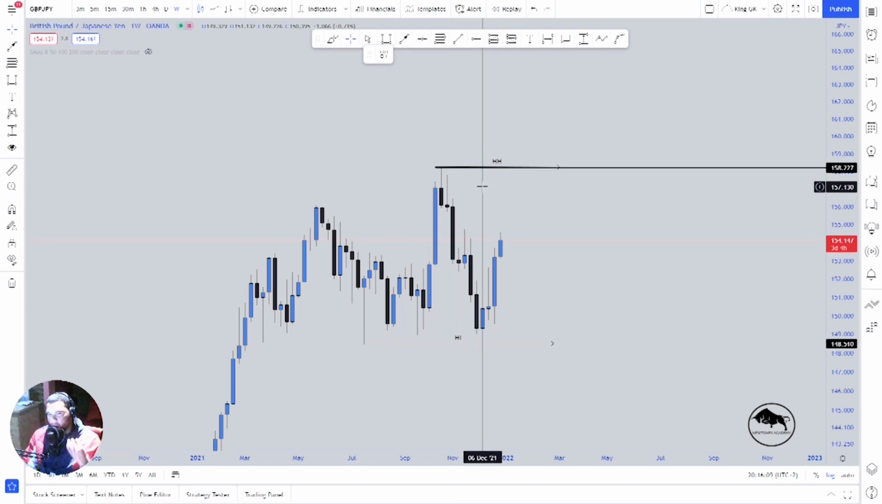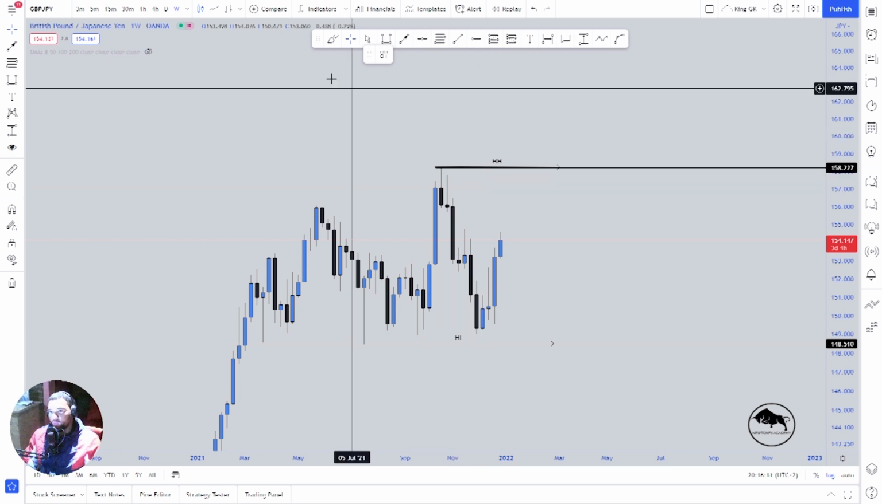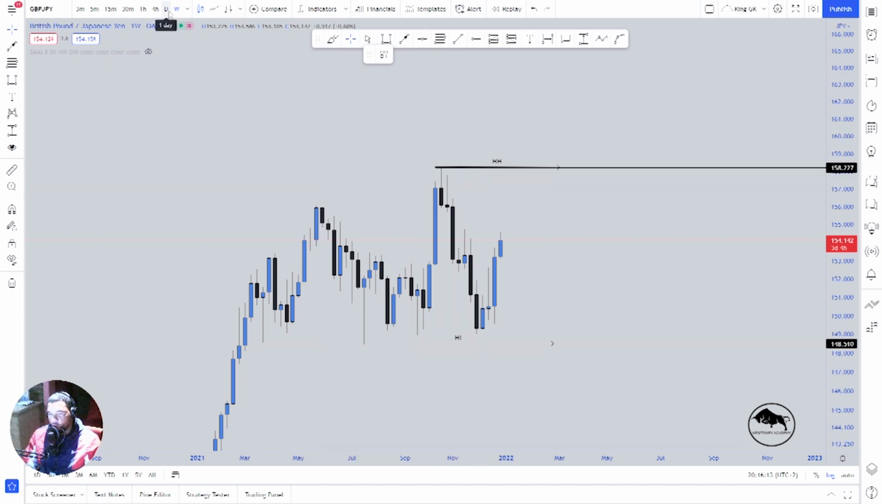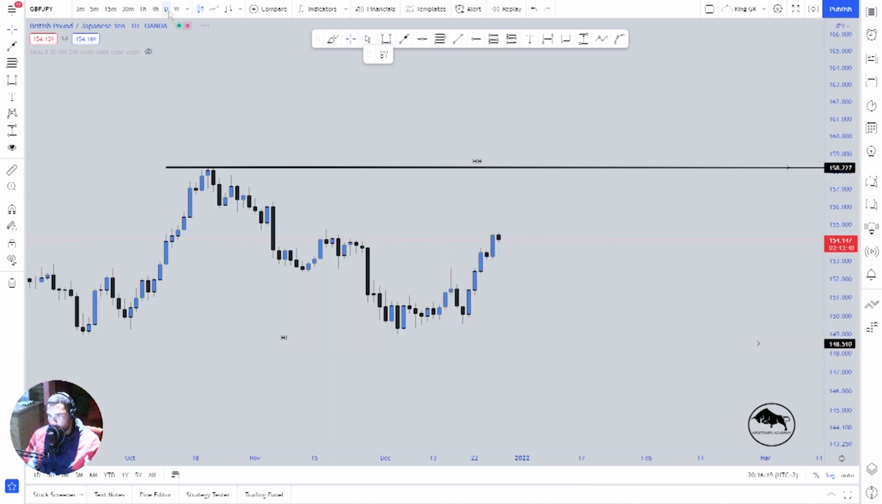This is only on our weekly time frame. So if we scale down right now, we're not going to add supports in yet. We're only going to look at the time frames, right? So let's scale on to our daily time frame.